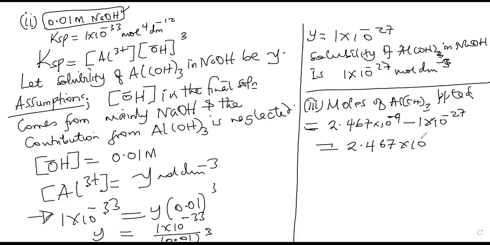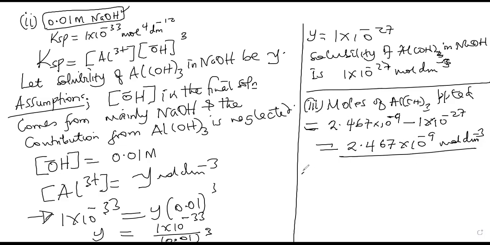And this gives us the moles precipitated as 2.467 exponent negative 9 moles per decimeter cubed. It does not mean that they must be the same, but by coincidence, it is the same. In other words, when we want moles precipitated, we subtract the solubility in water minus the solubility in the solution containing a common ion.